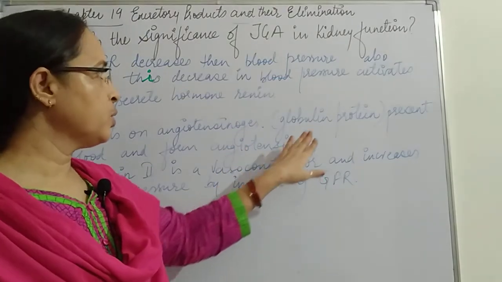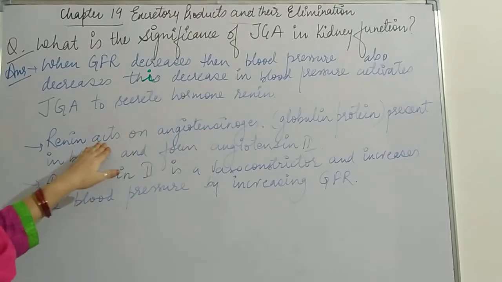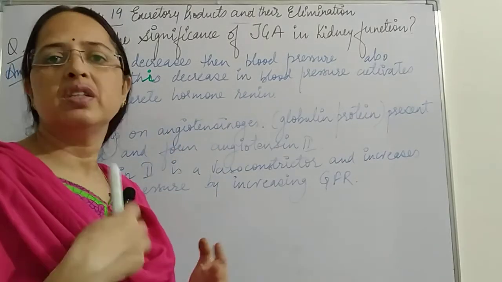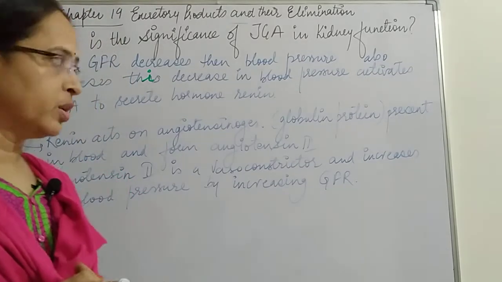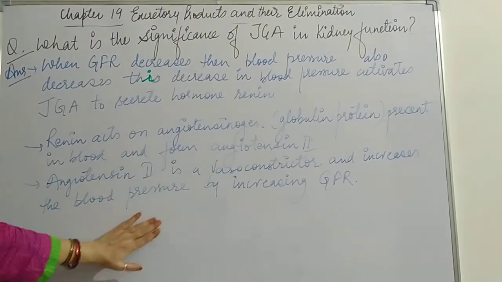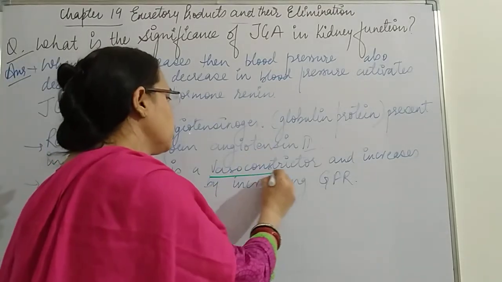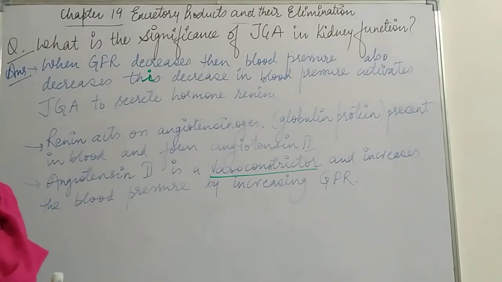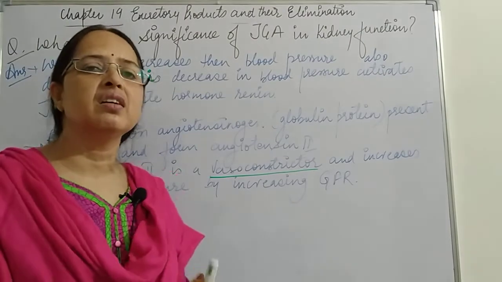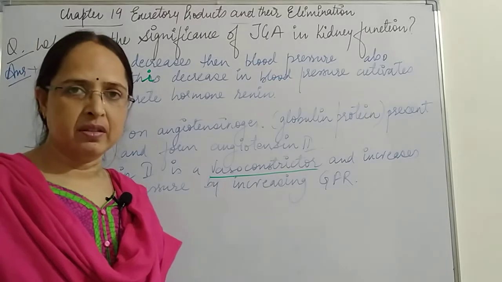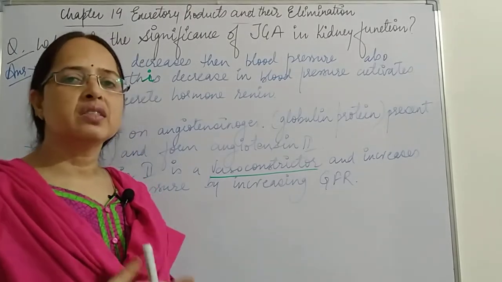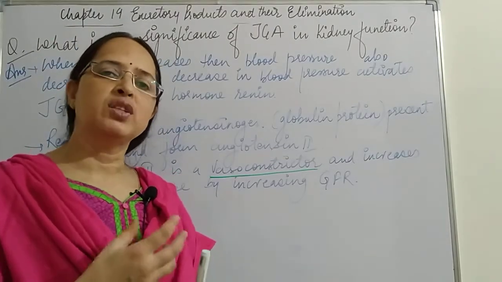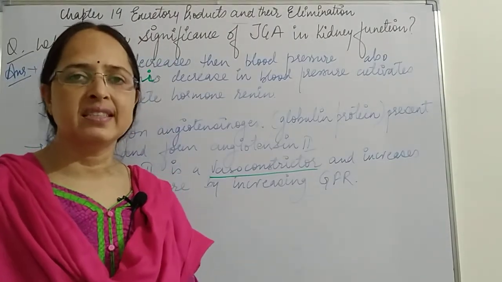Angiotensinogen is acted upon by renin and converted to angiotensin 1, which is further converted to angiotensin 2. This angiotensin 2 is called a vasoconstrictor. That means it increases the constriction, or decreases the diameter, of the blood vessels. When the diameter of the blood vessels decreases, the blood pressure increases because the blood has to move with great pressure in a smaller diameter.